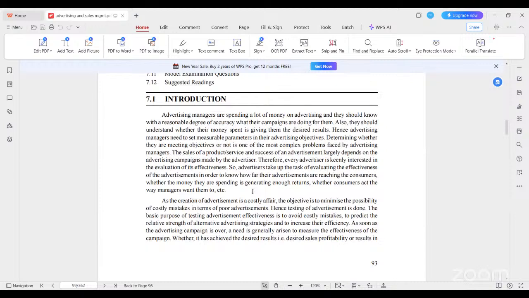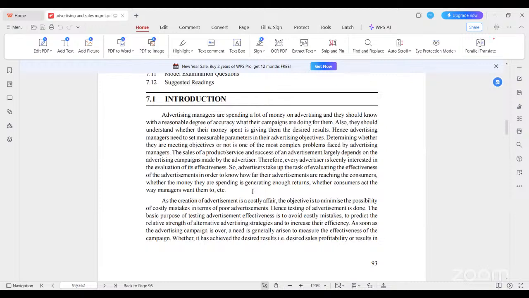Every advertiser is very much interested in evaluating its effectiveness. Advertisers take up the task of evaluating effectiveness in order to know how far their advertising has reached the consumers, whether the money they are spending on advertising is generating enough returns, and whether consumers act the way managers want them to. All these can be understood by evaluating advertising effectiveness.